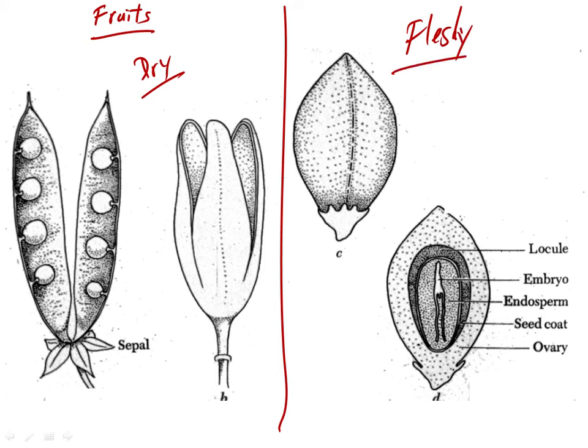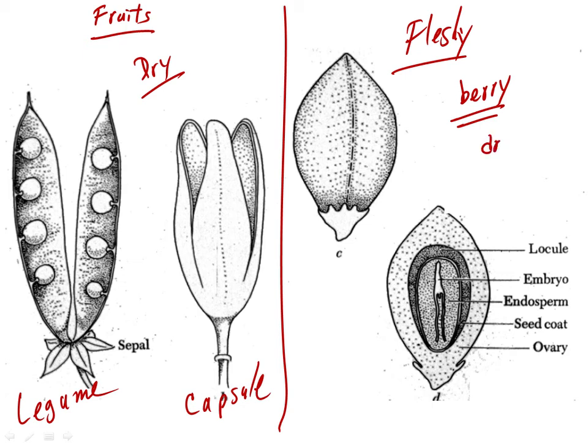There's several types of dry fruits. Two of the most important types are the legume and the capsule. There's really one type of fleshy fruit. Now there's all the kinds of types of fleshy fruits if you get into the terminology, but for us we're going to talk about one main type of fleshy fruit, and that's the berry. Almost all fleshy fruits, in fact I think all fleshy fruits in this class, we're going to call a berry. We may talk a little bit about one subtype, and that is called a drupe. A drupe is a subtype. And in fact, this picture shows a young drupe.